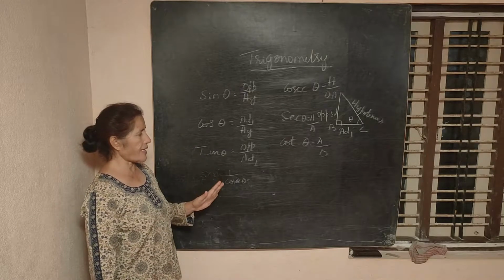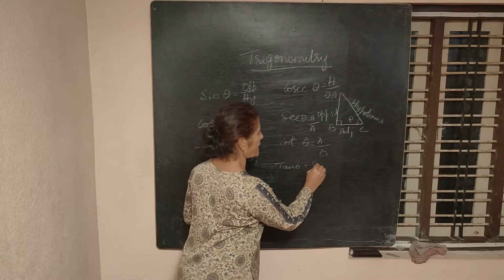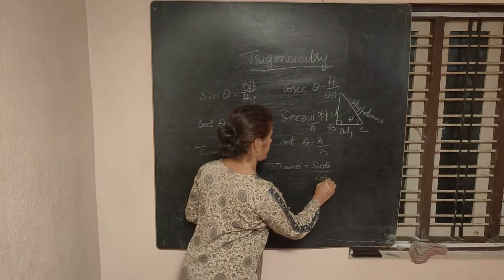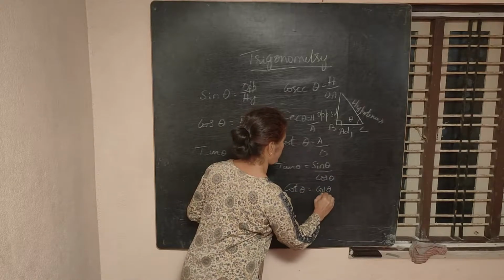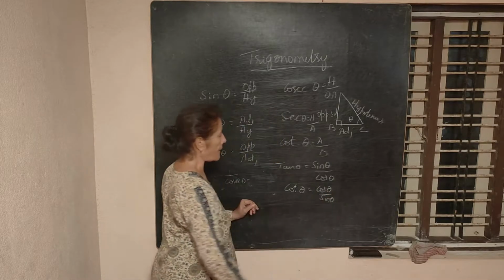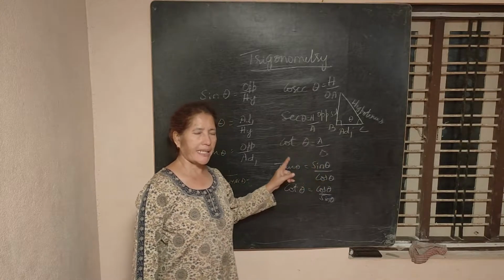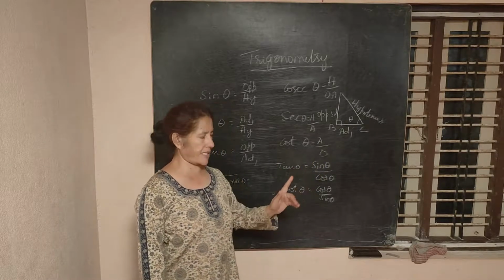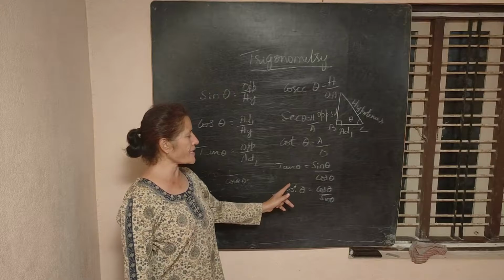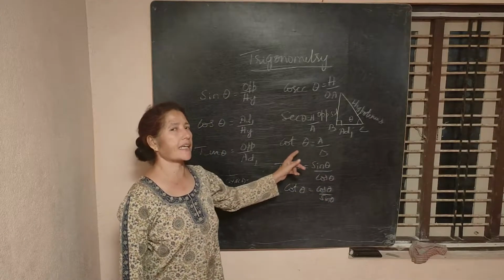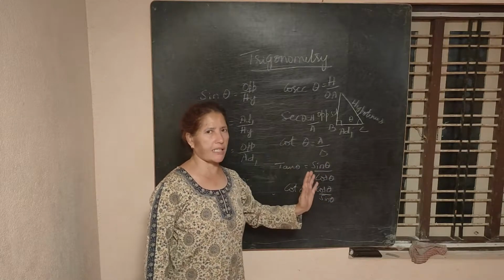Yes. Next, I can also say tan theta is equal to sin theta by cos theta and cot theta is equal to cos theta by sin theta. That much you have to remember. But how to remember this? Very easy. When tan is there, sin comes first: tan theta is sin theta by cos theta. When cot is there, cos comes first: cot theta is cos theta by sin theta.